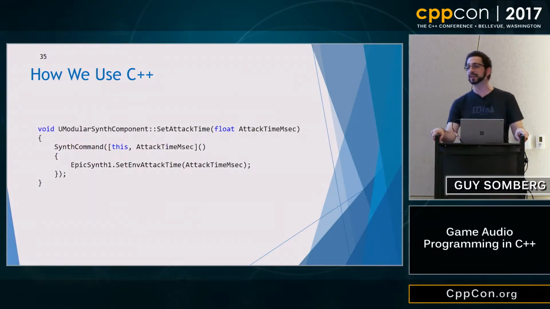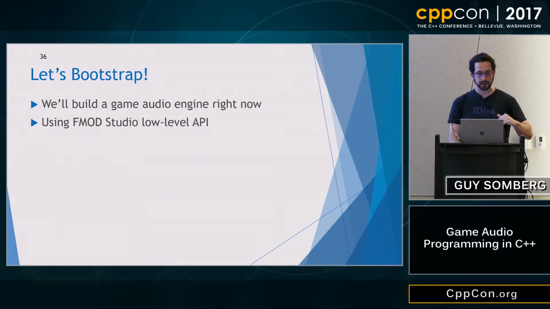This one's straight out of Unreal Engine. This is enqueuing this lambda to be called in the mixer thread from outside the mixer thread. And this is a much simpler example, but as you can see, we're kind of embracing C++ and using its functionality and features. So at this point, I want to bootstrap.